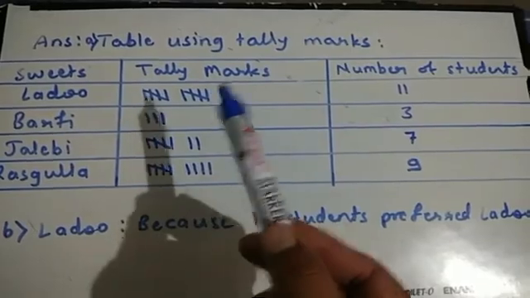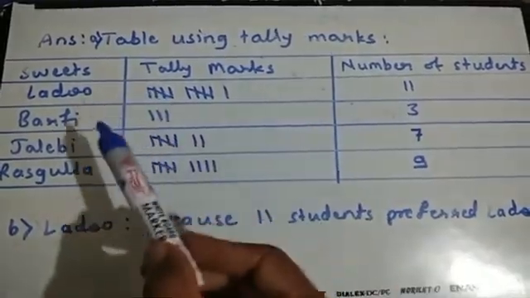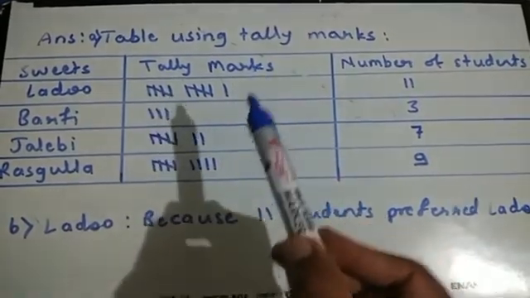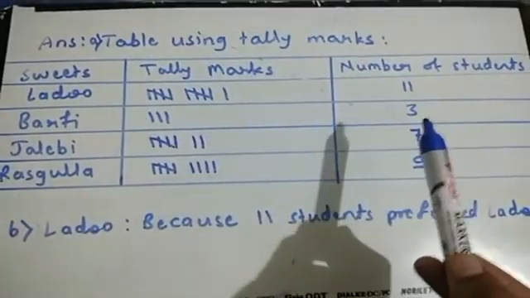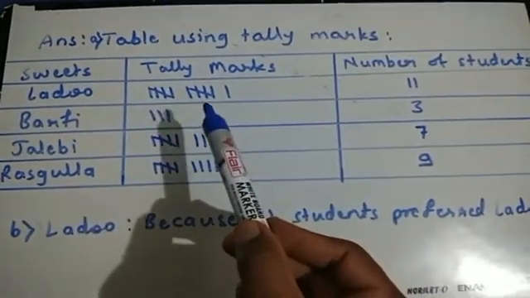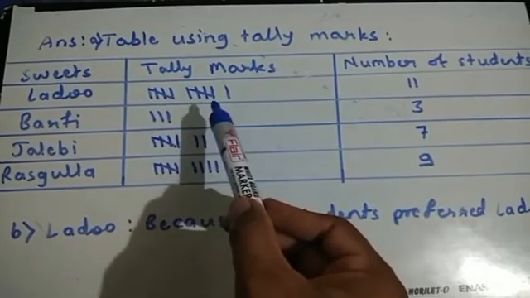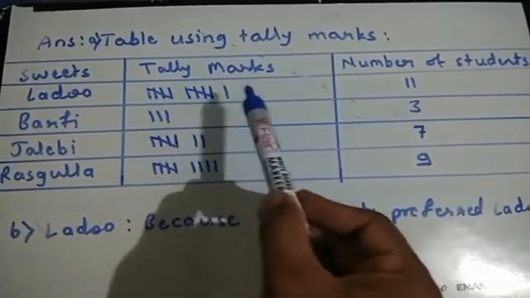So here you can see the answer to the first question. Table using tally marks. This table is divided into 3 columns. In the first column, name of the sweets. Then the second column, tally marks. Third one is number of students. So here 11 students preferred laddu. So how to represent 11 here? See 4 vertical lines, 1 slanting. Again 4 vertical, 1 slanting and plus 1. Means 5 plus 5 plus 1 is 11.